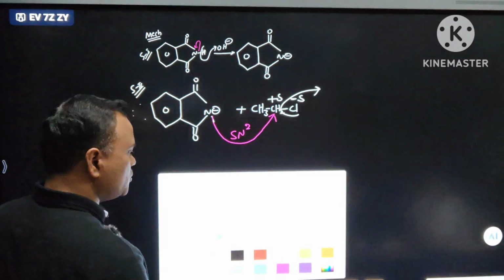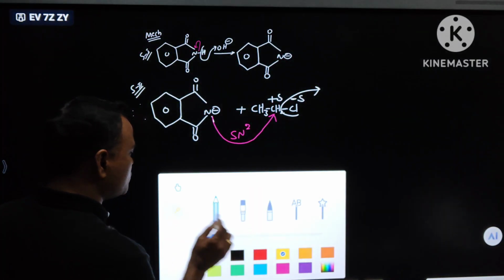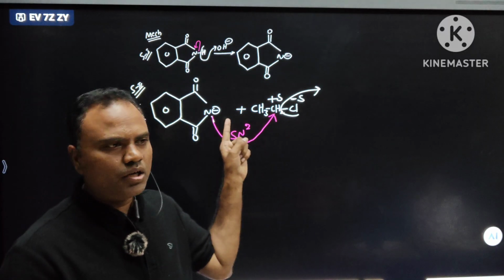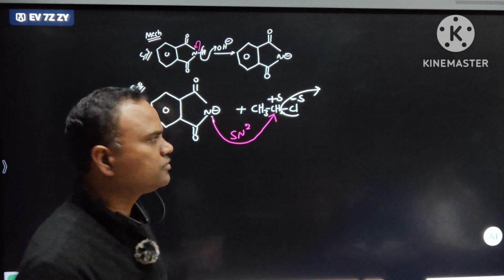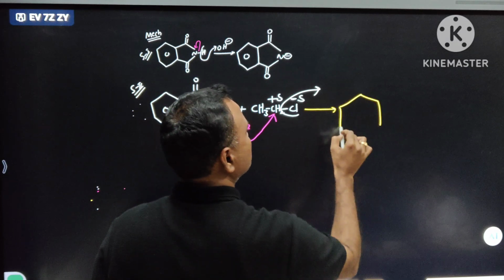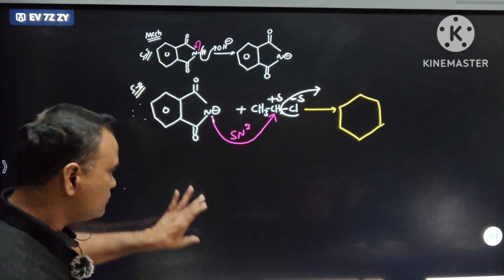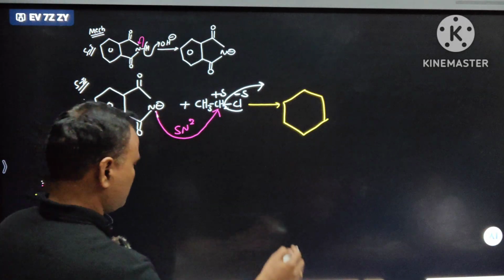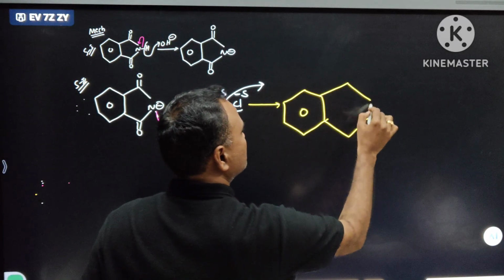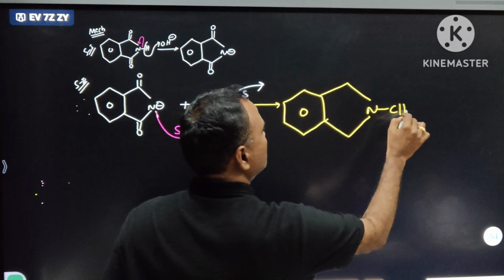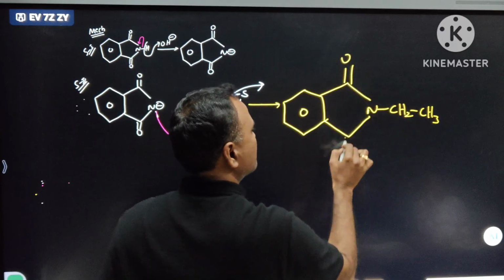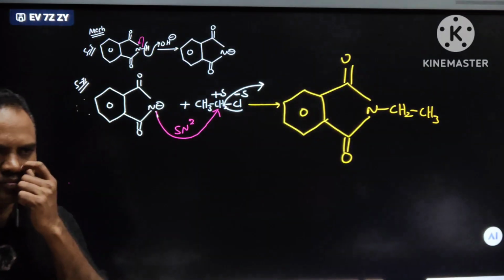Now you tell me where the new link is forming. In between which two atoms is the new link forming? Tell me. Between carbon and nitrogen. Is a new link forming or not? Between N and carbon, a new link.